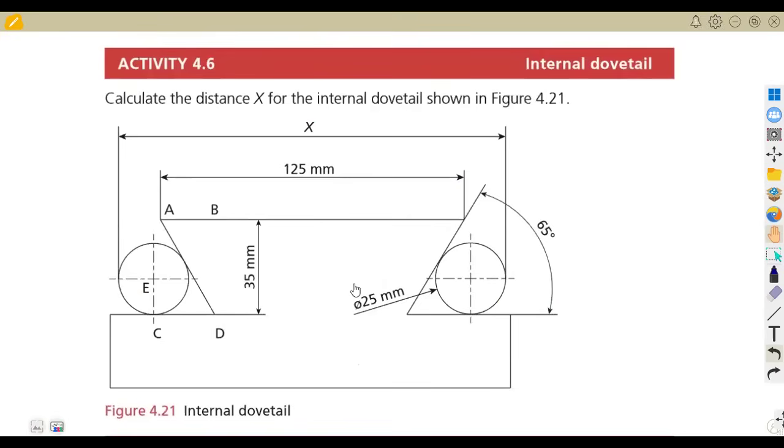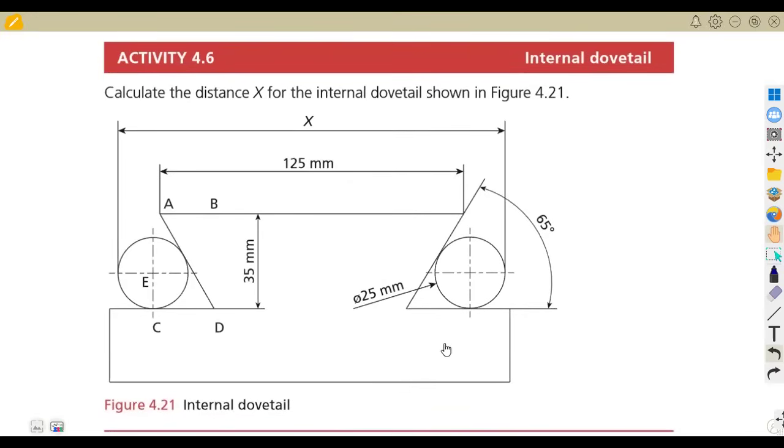All right, so this is what we are given on activity 4.6. We are given the internal dovetail. Calculate the distance x from the internal dovetail shown in fig 4.21. So that's an internal dovetail that we have, and we need to calculate x. Look where our x is. So x, again, is representing a horizontal distance. So you can take note of these horizontal distances. If we take into consideration these lines, you'll see that x is actually going to the end, meaning to say the rulers are also part of our calculation.